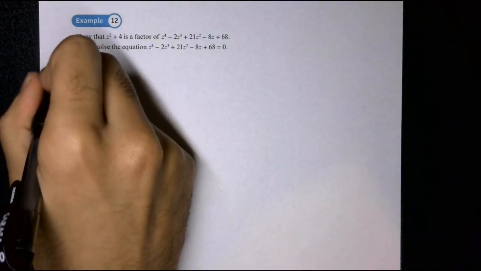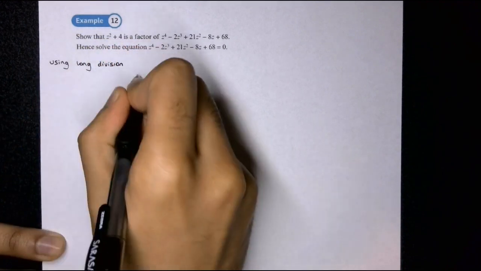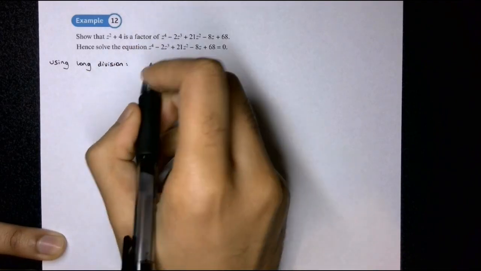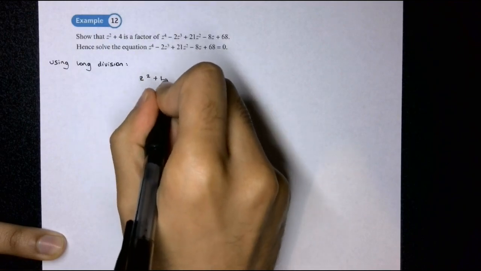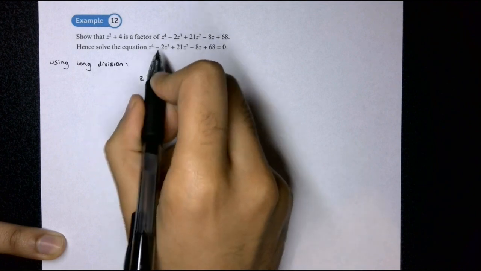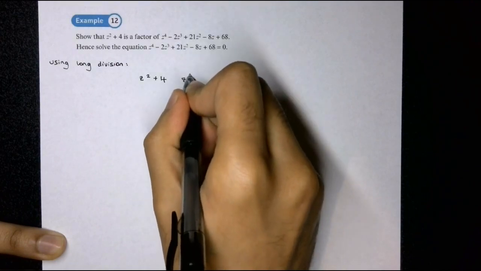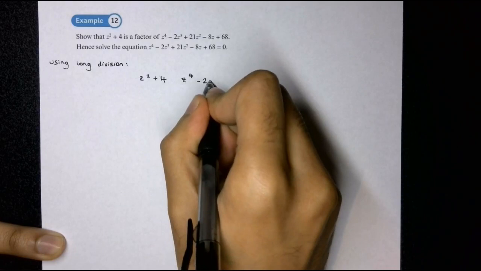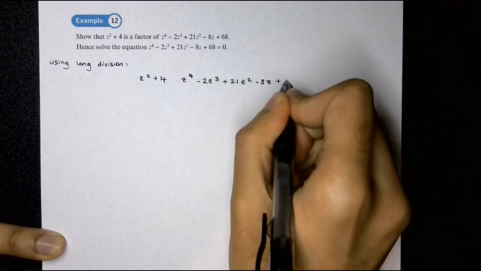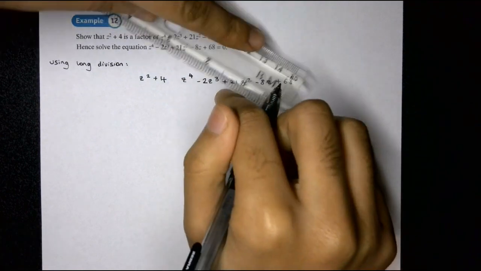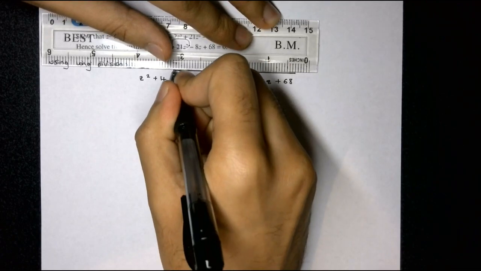So, using long division, we first of all, with long division, write down the z squared plus 4, and we then write down the z to the 4 minus 2z cubed plus 21z squared minus 8z plus 68, and we put this in some sort of a bus stop, as shown here.